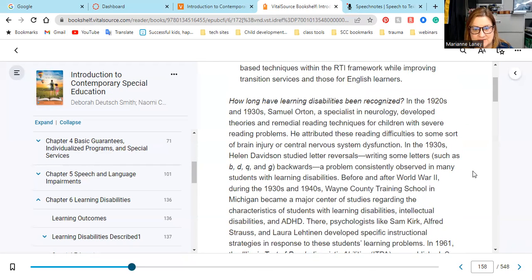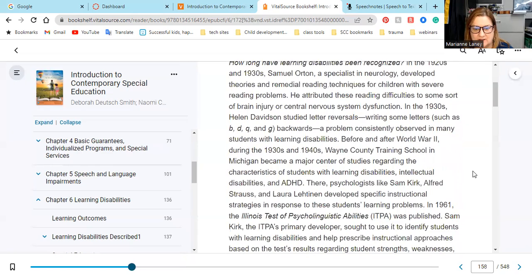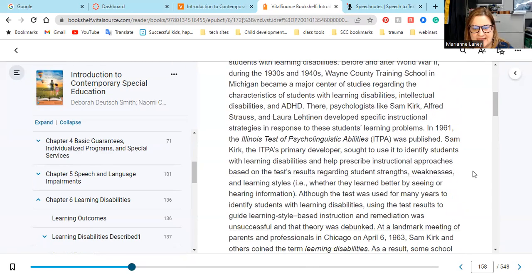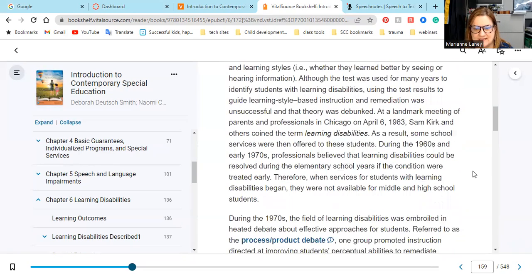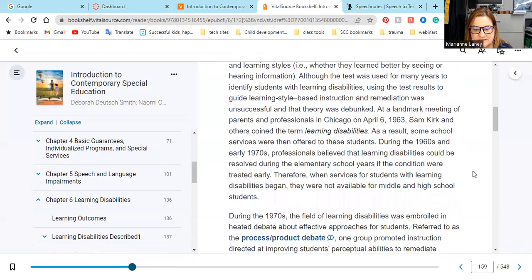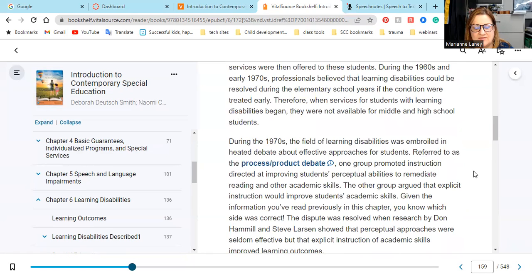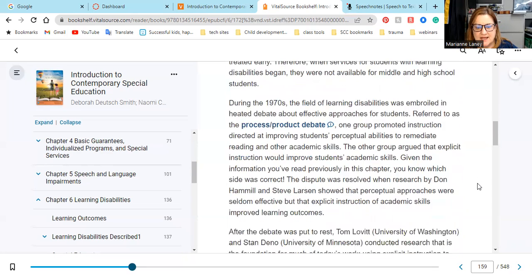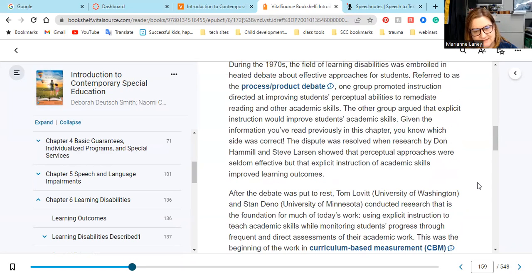The 1920s, 1930s is when we kind of looked at what a learning disability was, and it developed through the 60s. And then we finally came up with the term learning disabilities. And then there is this debate about process or product of aid. What's more important, the process of learning or showing us what you've learned? Sometimes I think it's both.